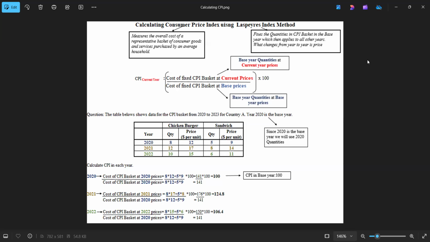So the key thing to remember is that when we use the Laspeyres Index method to find the CPI, you will be fixing the quantities of the base year, and that will be used to calculate the cost of the CPI basket in any year. What changes from one year to the other when you're finding the cost of the CPI basket in any year is just going to be the prices for those years, but we'll still be using base year quantities.